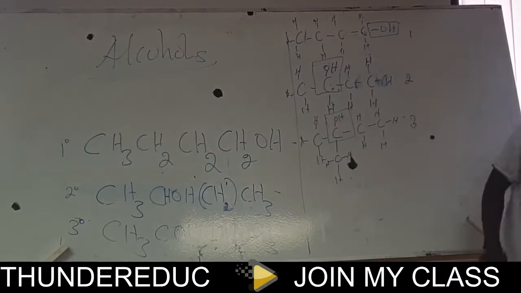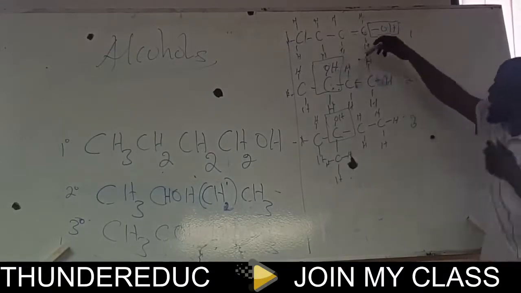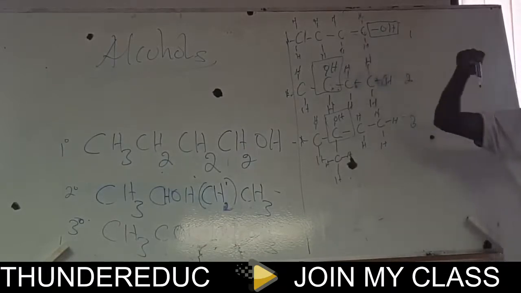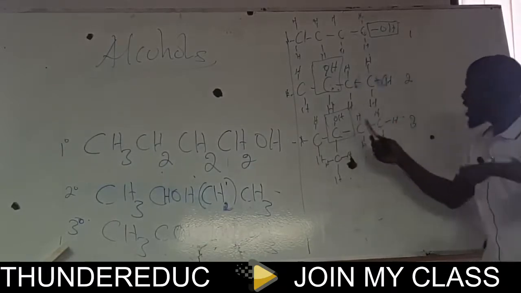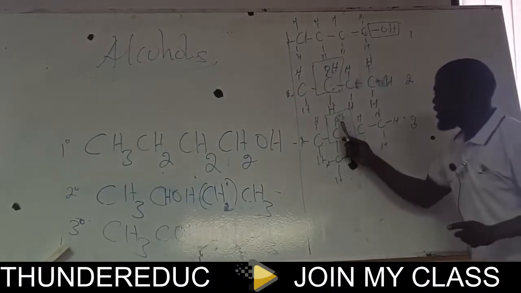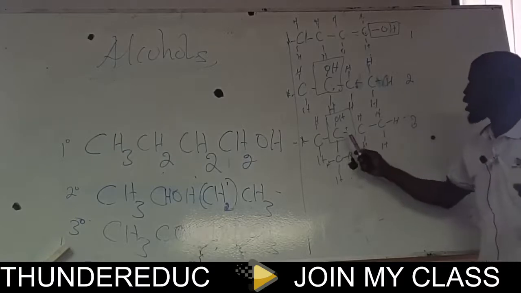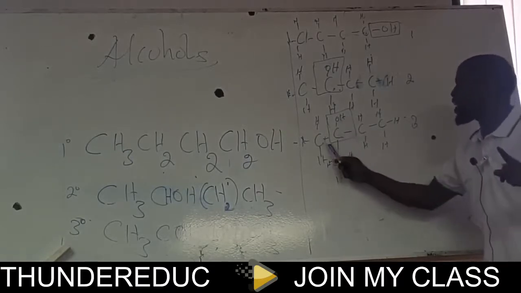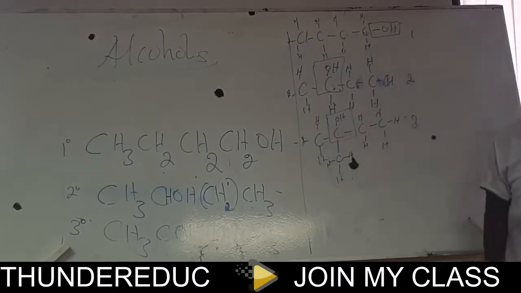Is it clear? Then here is a class of alcohol whereby the carbon atom with the functional group is attached to one hydrogen atom. And then here is a class of alcohol whereby the carbon atom with the functional group, or the OH group, is attached to no hydrogen atom.